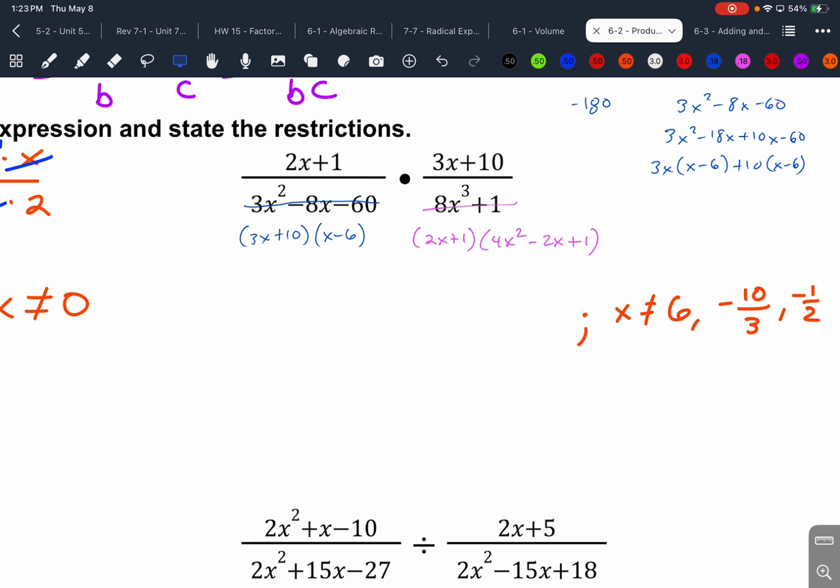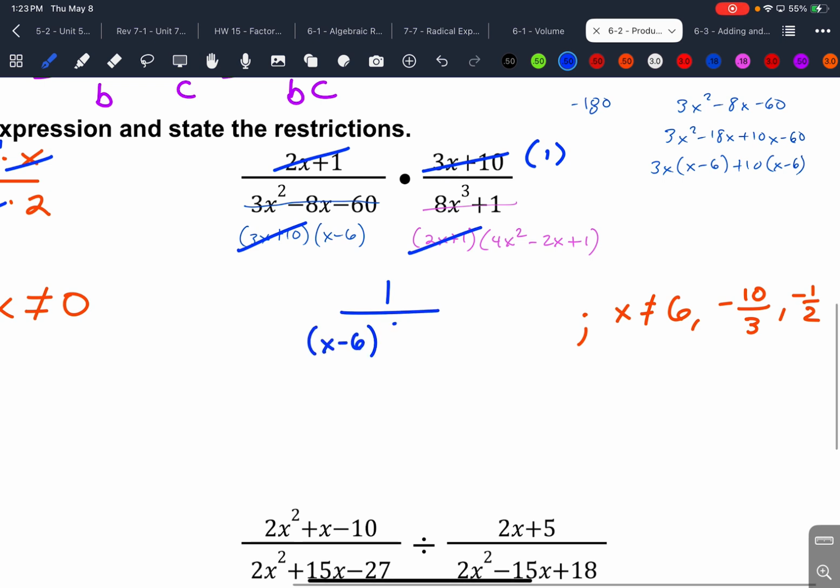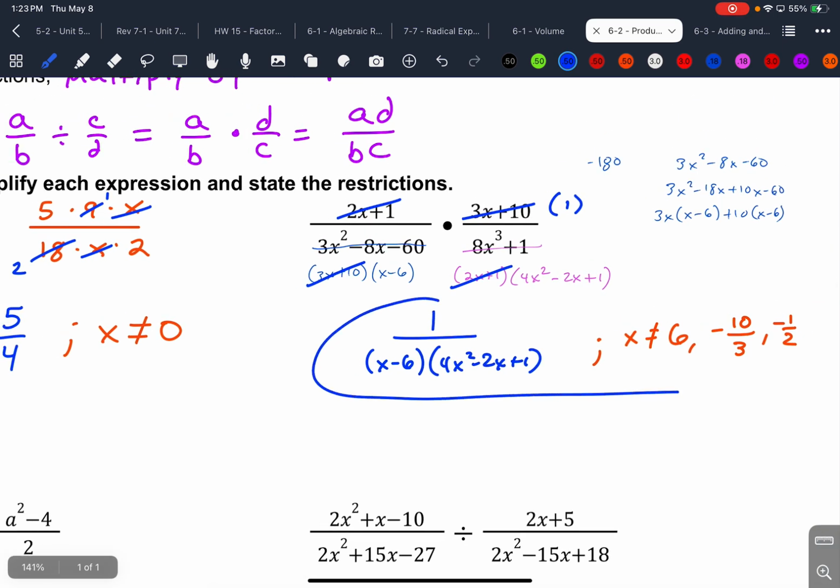So now that we've done that, we can cancel stuff out. The 2x plus 1 cancels out, the 3x plus 10 cancels out. Everything went away from the top. What do we do? Add a 1 or have it. Yeah. So if everything disappears, that means that this 1 that's been chilling up here and been invisible now has to become visible. So we have a 1 on top, and we have x minus 6, 4x squared minus 2x plus 1. And this is our answer for this guy.